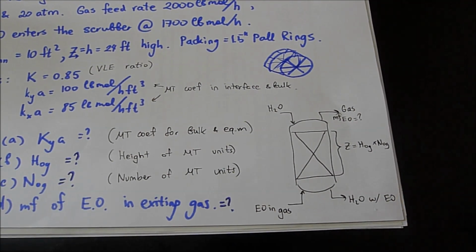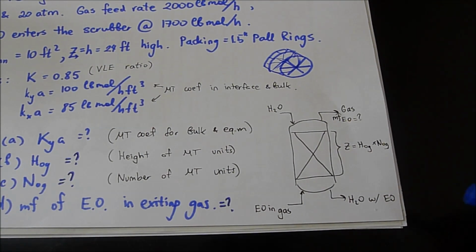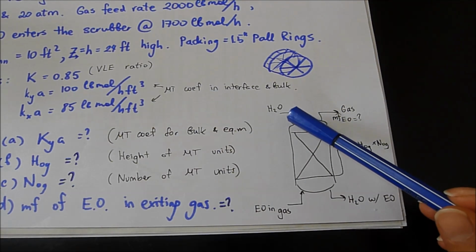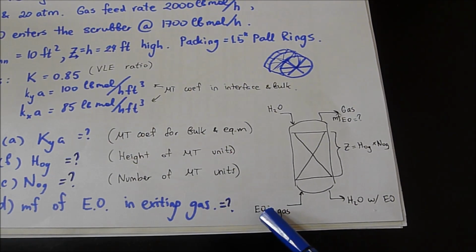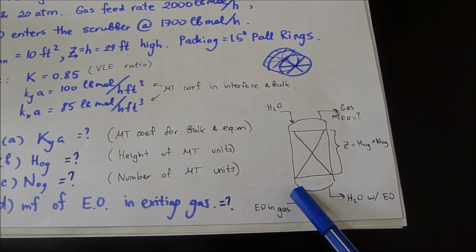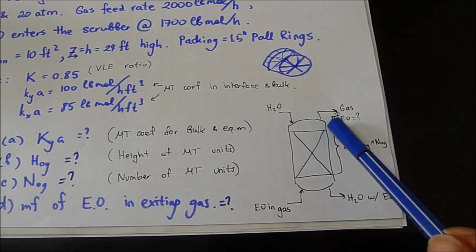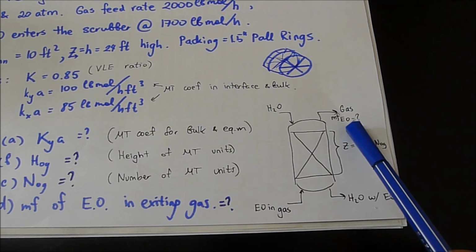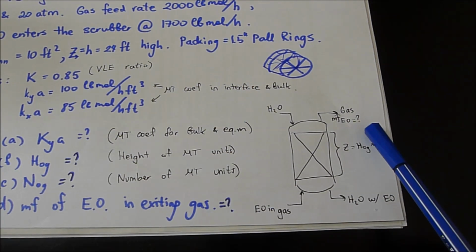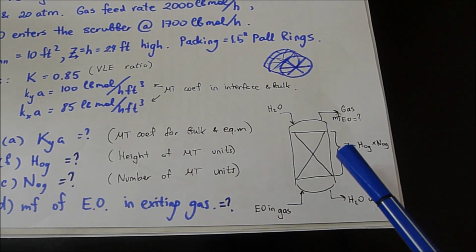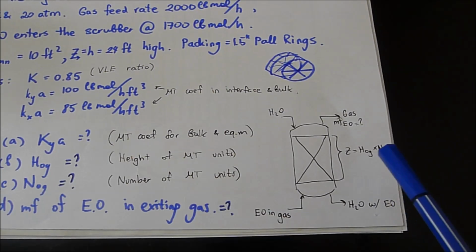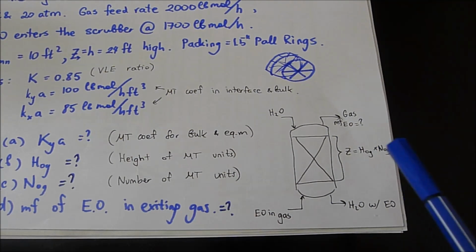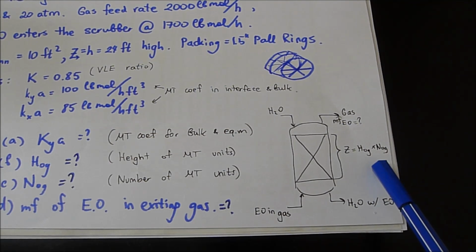So the problem statement, when we draw it, looks something like this. Water enters from the top, exits at the bottom with most of the ethylene oxide. Ethylene oxide in an inert gas enters from the bottom and exits from the top, and it still contains some amount of ethylene oxide, which we need to find. And height of the packing is actually equal to height of mass transfer units times number of mass transfer units. And we already know what is Z, therefore we can find HOG and NOG.